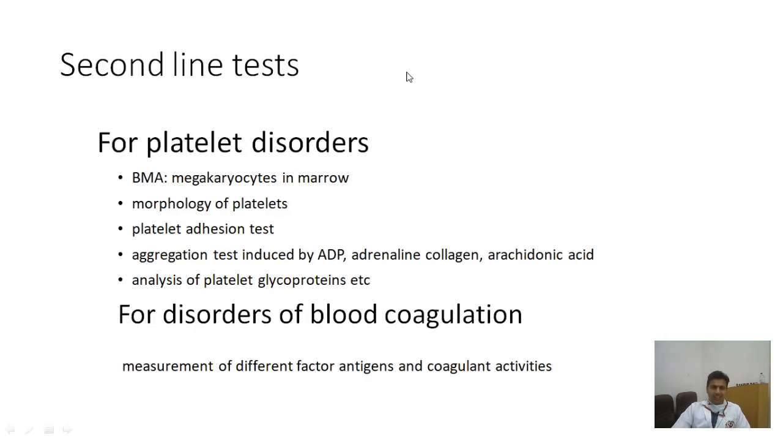Now coming to the second line tests for platelet disorders: bone marrow aspiration to look for whether the megakaryocytes in the marrow are adequate in number, and whether there is a secondary infiltration due to malignancy or not. The morphology of platelets, whether they are large or small. Platelet adhesion tests done in the presence of various factors such as ADP, adrenaline, and collagen, and analysis of platelet glycoproteins, etc. These are more advanced tests.